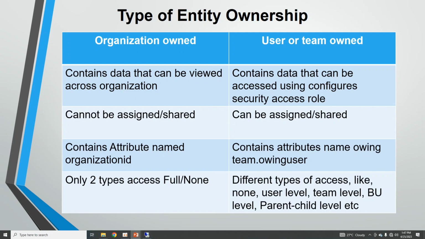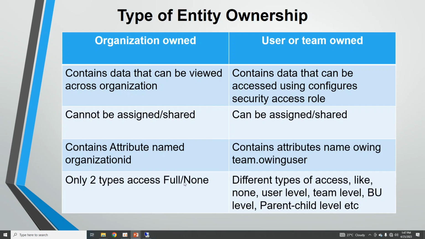So if we talk about the comparison of these two, organization owned entities can be viewed across the organization, whereas user or team owned entities can be accessed through defining security roles. Organization owned entities cannot be assigned or shared, but user or team owned entities are created for assigning or sharing, because a user itself has nothing to do with the entity. It will share it with your other teams or the team members of which it is itself a part. If we talk about organization, it contains the attribute that is the organization entity, while a user or team entity contains the team or user.